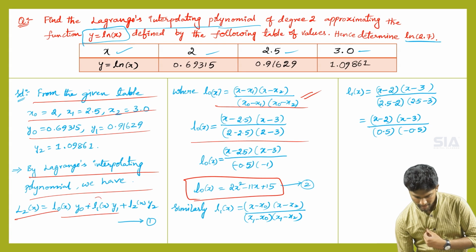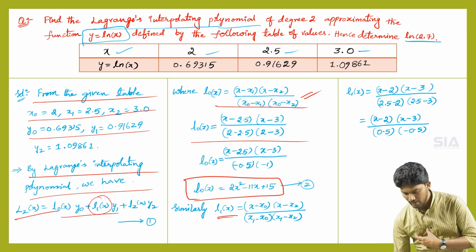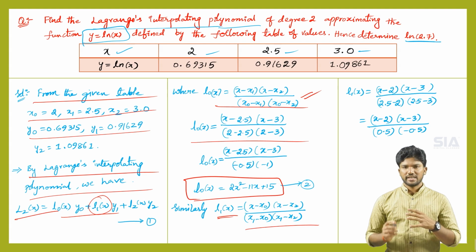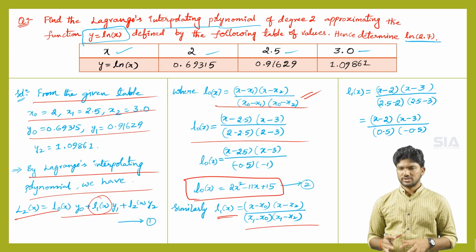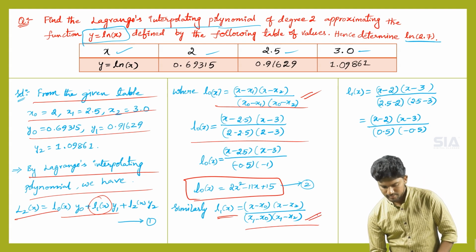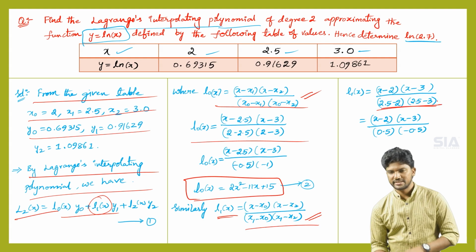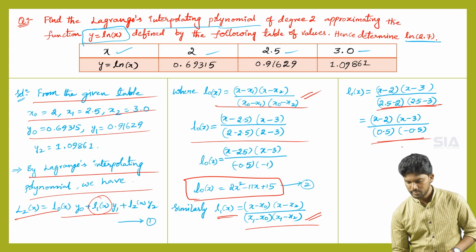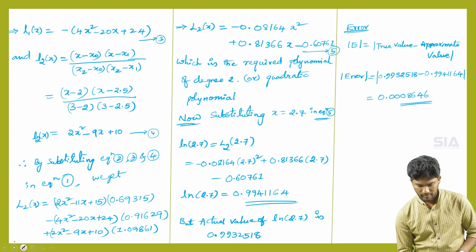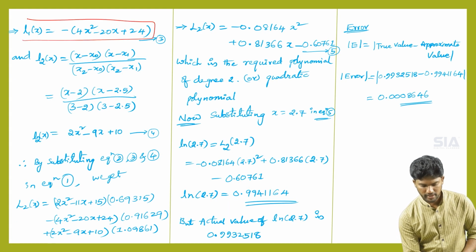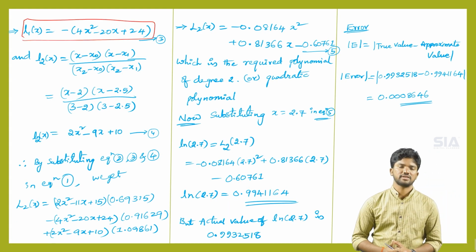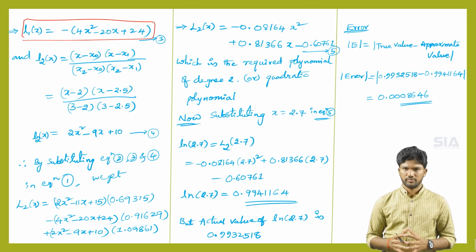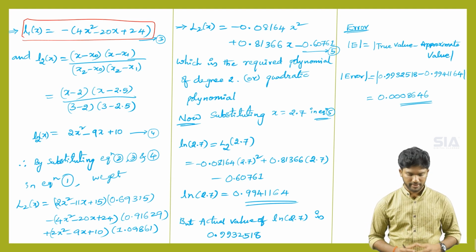Now L1 of x value. Similarly, L1 of x is equal to (x minus x0)(x minus x2) over (x1 minus x0)(x1 minus x2). Now in this equation, substitute the corresponding values except x. After substituting all those values, you will get again another quadratic equation. L1 of x is equal to minus of 4x square minus 20x plus 24. That is taken as equation number 3.